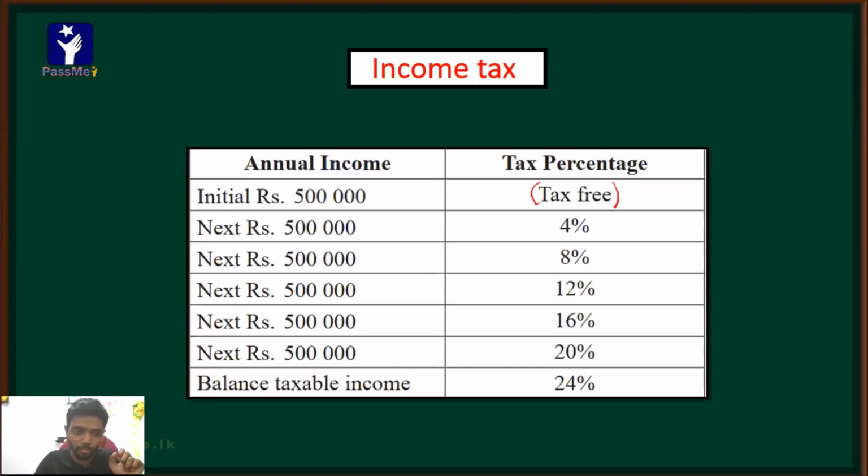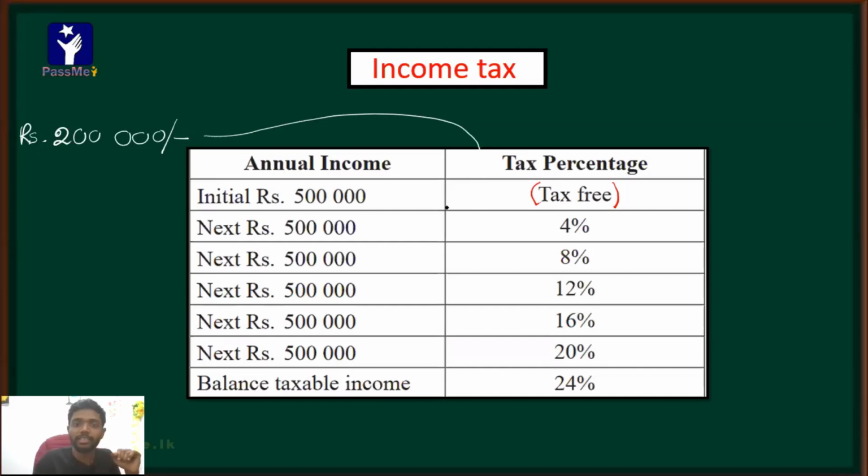For example, the person who earns 2 lakhs for a year does not have to pay income tax at the end of the year because it is less than 500,000. So the person who earns this amount of money at the end of the year should not pay the government any income tax because it is less than 500,000.